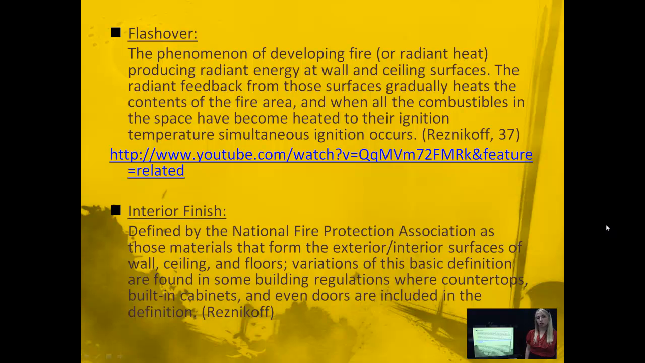And the next vocabulary word is interior finish, and it's defined by the National Fire Protection Association as those materials that form the interior surfaces of a wall, ceiling, and floors. Variations of this basic definition are found in some building regulations where countertops, built-in cabinets, and even doors are included in this definition. So basically anything that is on the wall, ceiling, and floors is in that definition.